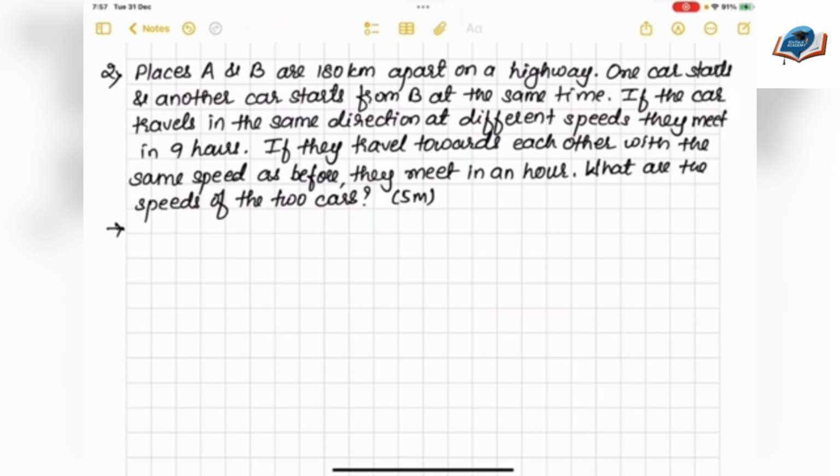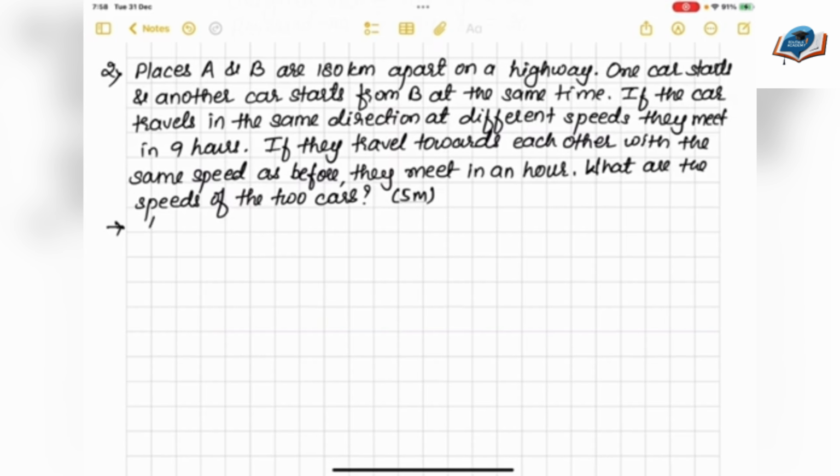Now the second question says: places A and B are 180 km apart on a highway. One car starts from A and another car starts from B at the same time. If the cars travel in the same direction at different speeds, they meet in 9 hours. If they travel towards each other with the same speeds as before, they meet in 1 hour. What are the speeds of the two cars?